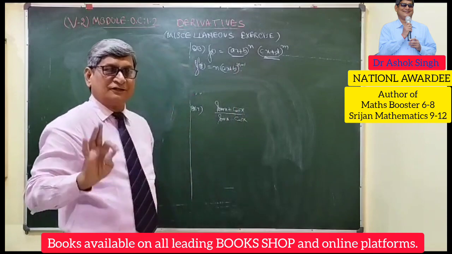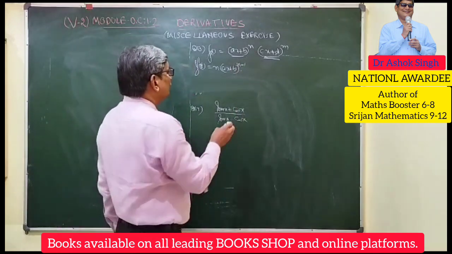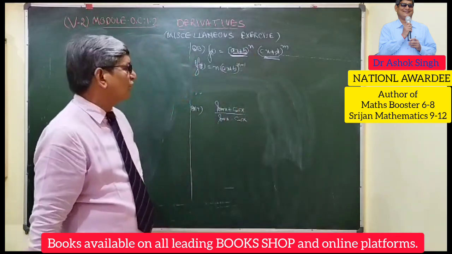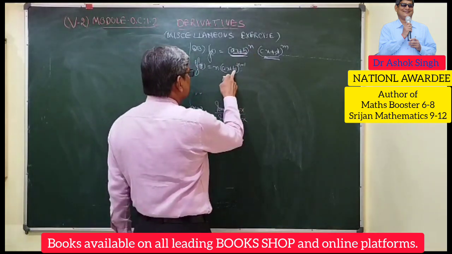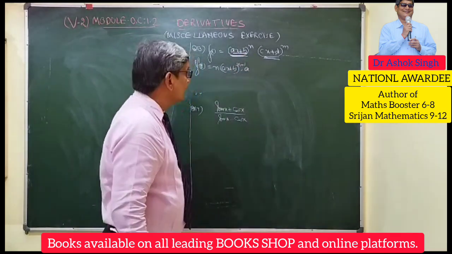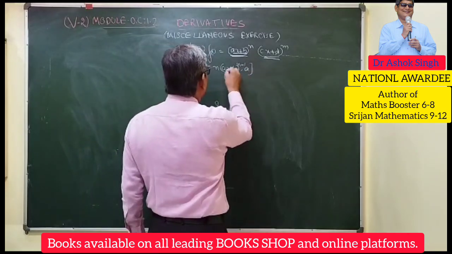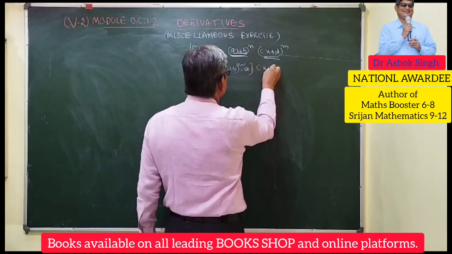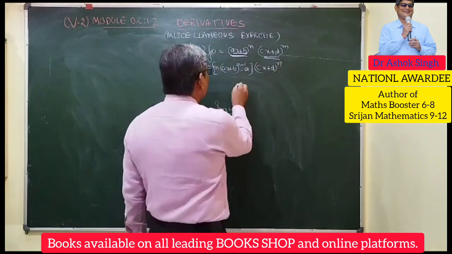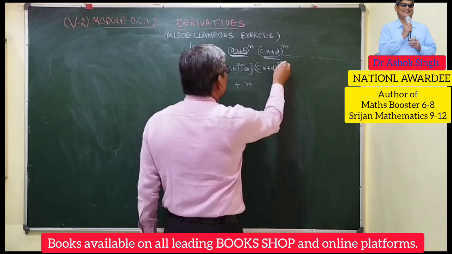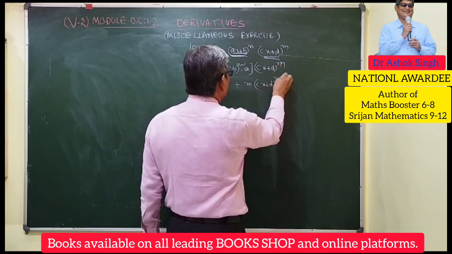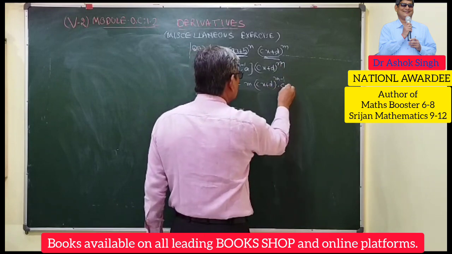Here at present, just you learn one thing, what I am going to tell you. At first differentiate the whole thing and then come inside. We'll discuss this one later on. So n (ax plus b) to the power n minus 1 multiplied by a. Second, d/dx of first into second (cx plus d) to the power m, plus d/dx of second, m (cx plus d) to the power m minus 1 into c.